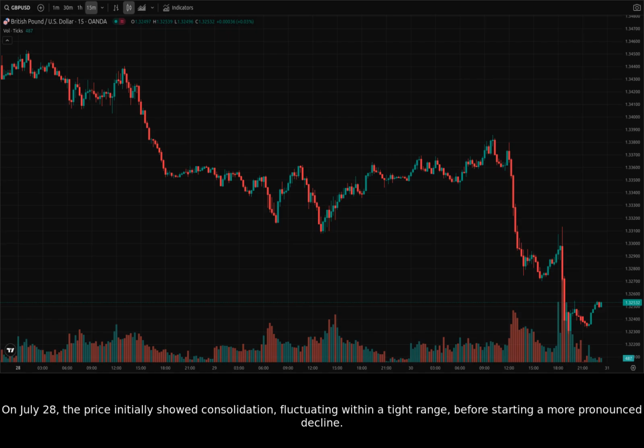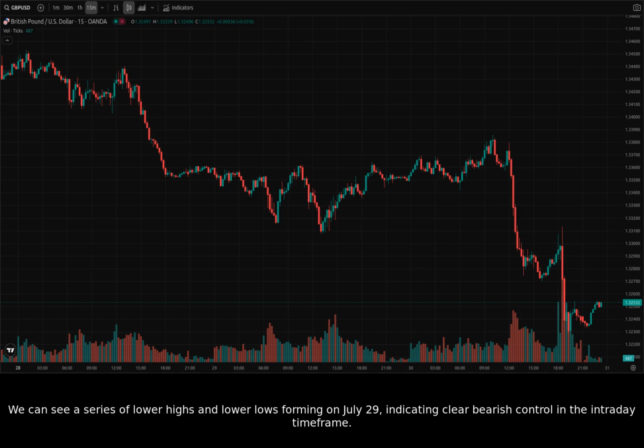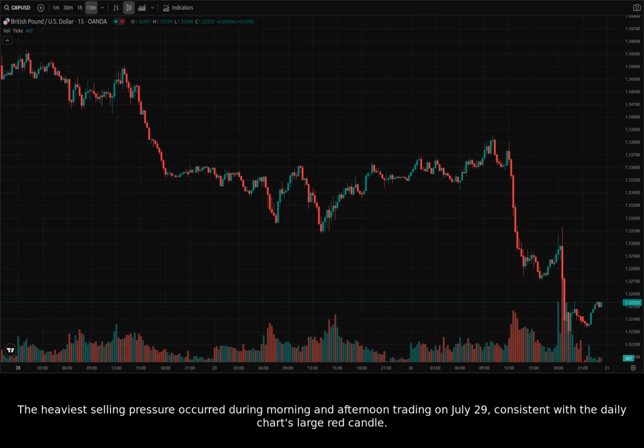On July 28th, the price initially showed consolidation, fluctuating within a tight range, before starting a more pronounced decline. We can see a series of lower highs and lower lows forming on July 29th, indicating clear bearish control in the intraday timeframe. The heaviest selling pressure occurred during morning and afternoon trading on July 29th, consistent with the daily chart's large red candle.